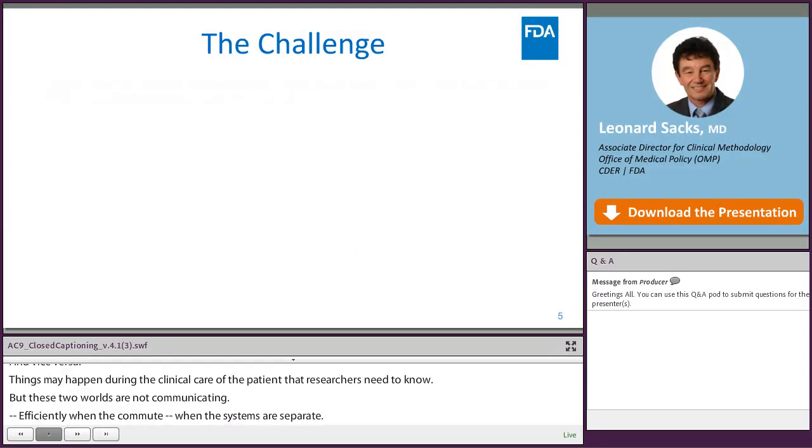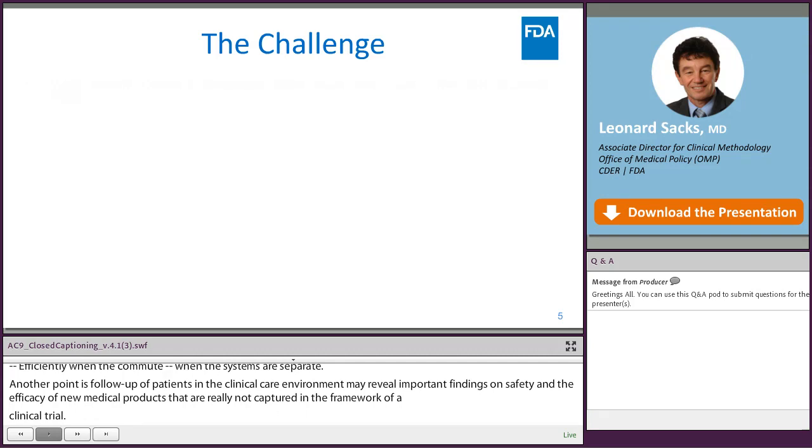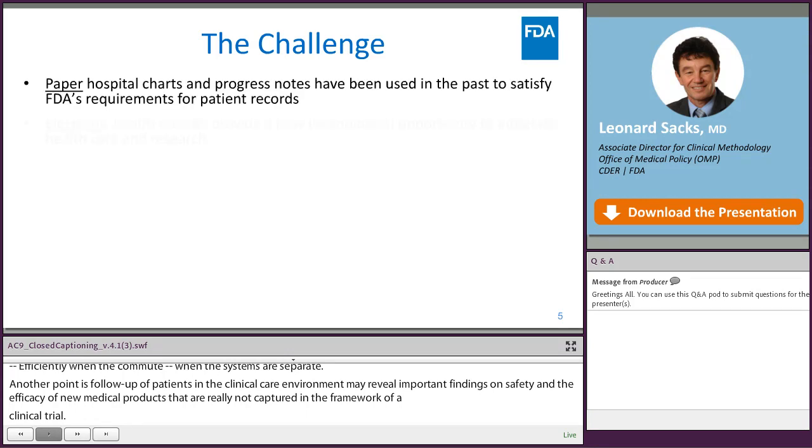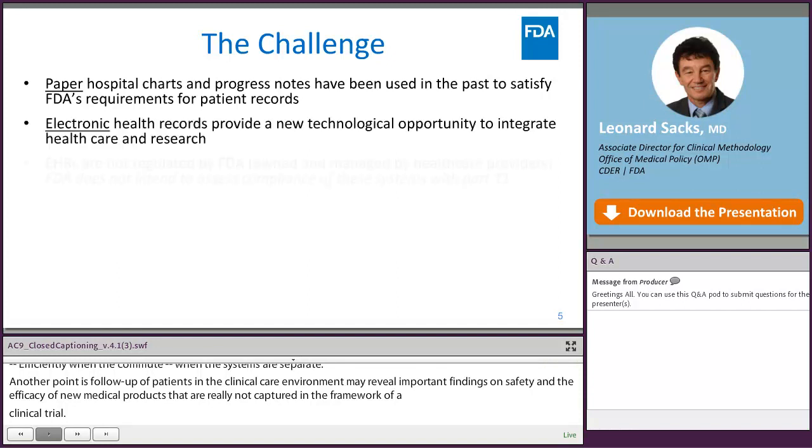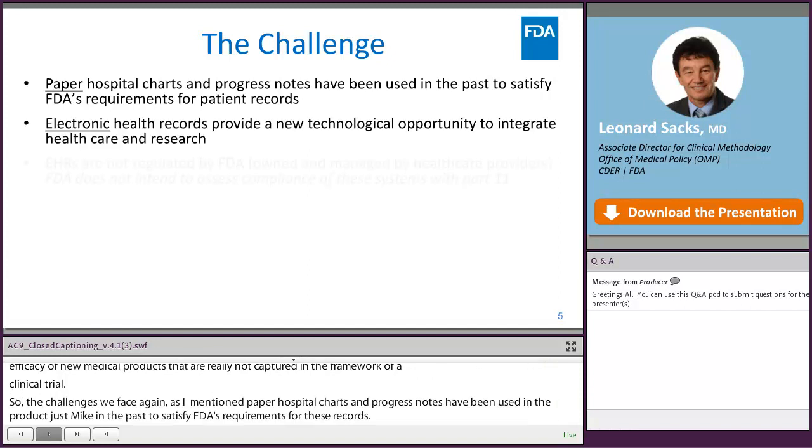So the challenges we face, again, as I mentioned, paper hospital charts and progress notes have been used in the past to satisfy FDA's requirements for these records. Electronic health records provide us with a new technological opportunity to integrate healthcare and clinical research.